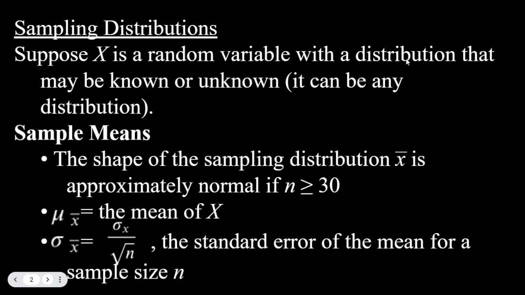So our sampling distribution: suppose that x is a random variable with a distribution that may be known or unknown. It can be any distribution. When we talk about the sample means, the shape of the sampling distribution of x bar is approximately normal if n is greater than or equal to 30. Mu sub x bar is equal to the mean of x. The population mean is the same as the sample mean. The standard deviation of x bar will be equal to the standard deviation of the population x divided by the square root of n. And remember, n is our sample size, so this is called the standard error of the mean for a sample size of n.